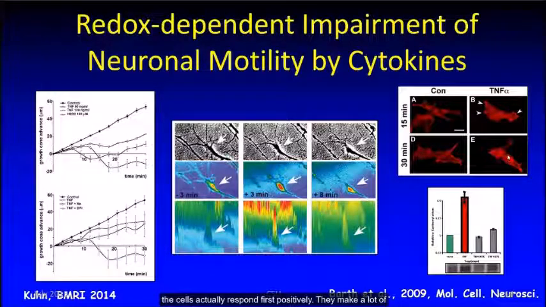If we do this with the cell line, what we find is that when we add TNF-alpha, the cells actually respond first positively. They make a lot of protrusion veils. They get very active for a certain amount of time, and then the actin cytoskeleton freezes up. We found a huge amount of carbonylation of actin in those neurons. So our conclusion was that the actin gets oxidized and is not functional anymore. Then the neural motility dies.